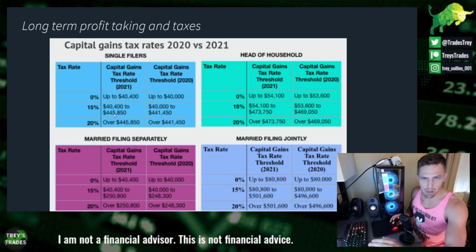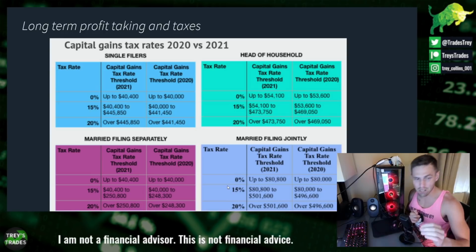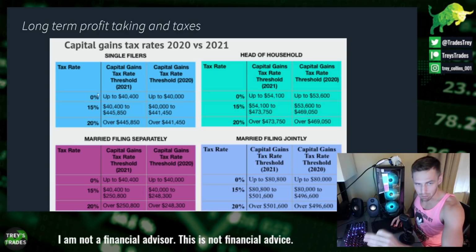So you can see here, you can pause this if you want. I won't hold your hand through this process because I know you can read. You've got single filers, head of household, married filing separately, and married filing jointly. And the picture looks entirely different for all of these, but the most significant difference that you want to pay attention to is if you hold a security for longer than 1 year, right? That will make it a long-term stock, a long-term investment. You will have to pay 0% if you meet certain guidelines.